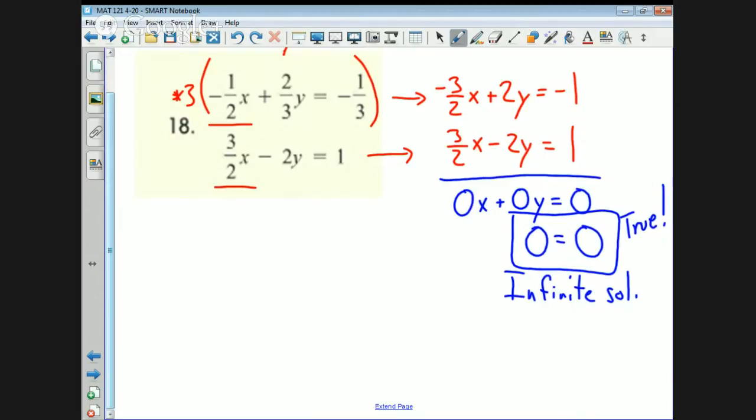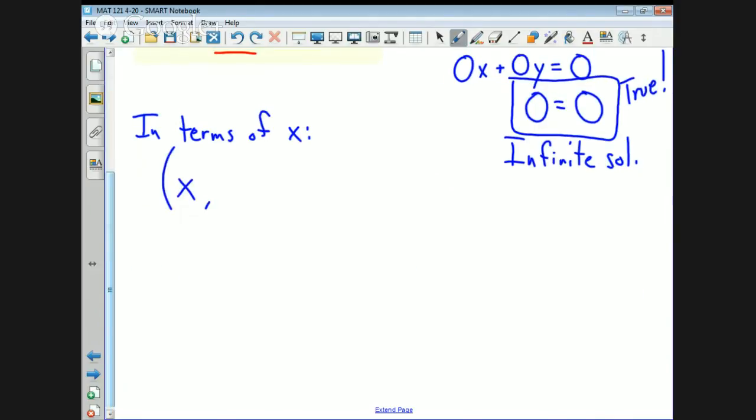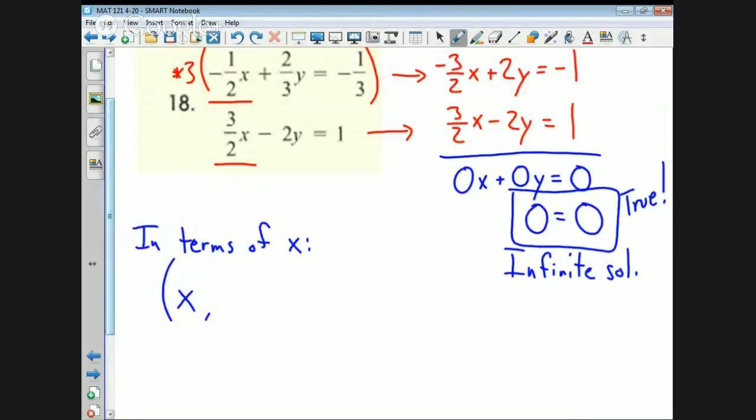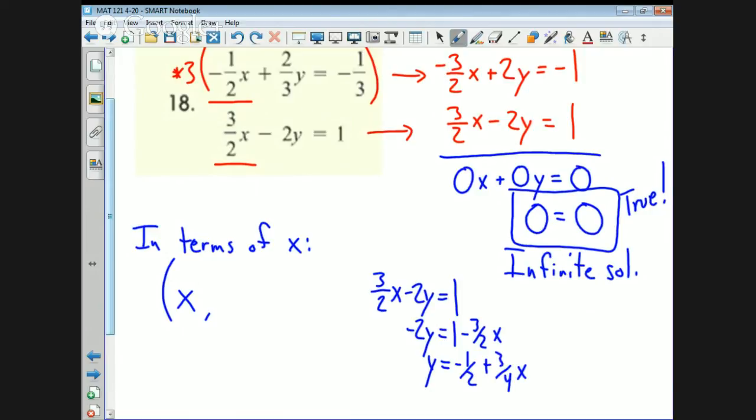And when you get infinite solutions, you then are expected to express the ordered pairs in terms of x or y, as in example 4, or we'll just go ahead and do this. So in terms of x, I can always just say, well, x is going to be x. I don't need to do anything different there. But now I need to figure out what y is in terms of x. And for that, I'm going to use the second equation because it's a little nicer with what's already in front of the y. And you solve for y in terms of x. So having -2y equals 1 minus 3/2 x. Divide everything by -2, and we'll get y equals -1/2 plus 3/4 x.